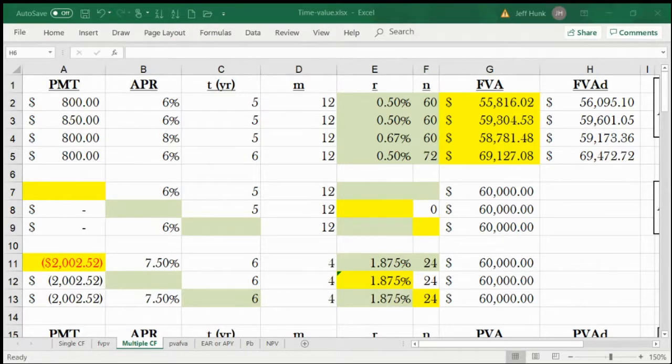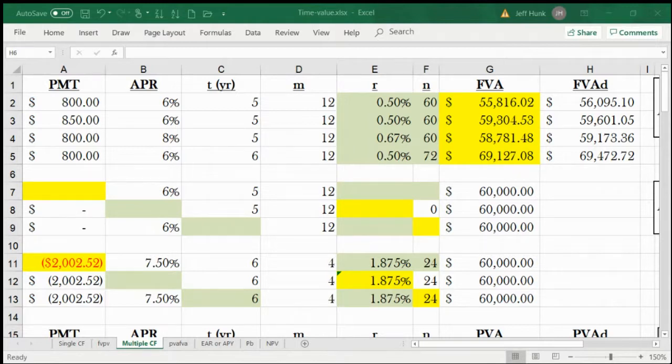Hi, welcome back to part two of the multiple cash flow model, future value of annuity. Now, in our previous lecture, we discussed how to find the future value of annuity, right? And our example was the graduate school fund.